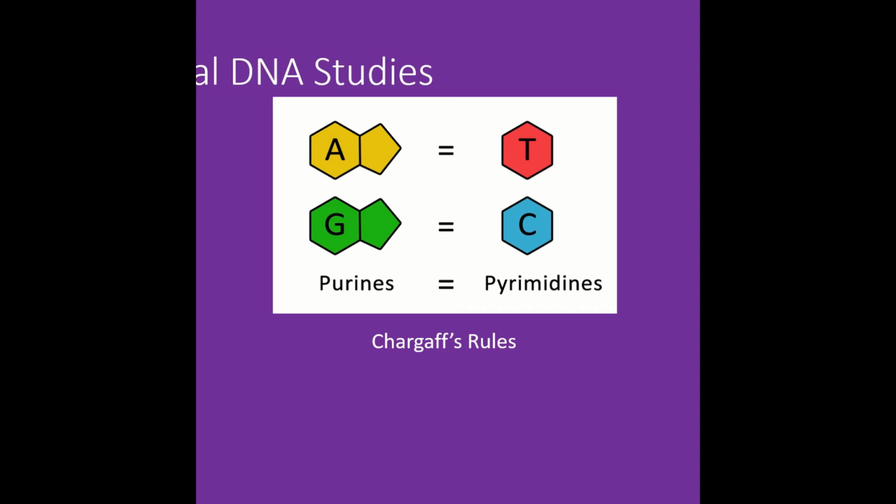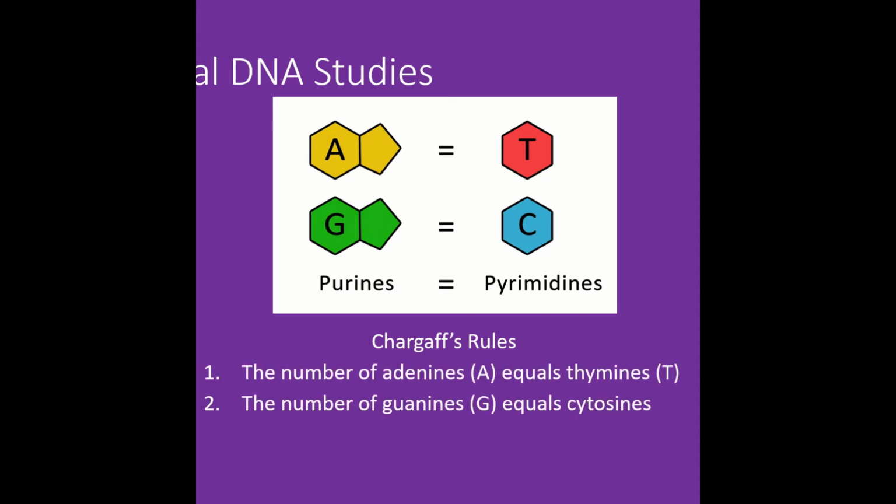Thus, these observations provided us with Chargaff's rules, which are that the amount of adenine is equal to the amount of thymine, and therefore the amount of guanine is equal to the amount of cytosine. Also, all species have different ratios of adenine and thymine compared to guanine and cytosine. For example, one species might have 60% adenine-thymine pairs versus 40% guanine-cytosine pairs. Another species might have 51% adenine-thymine, 49% guanine-cytosine pairs.